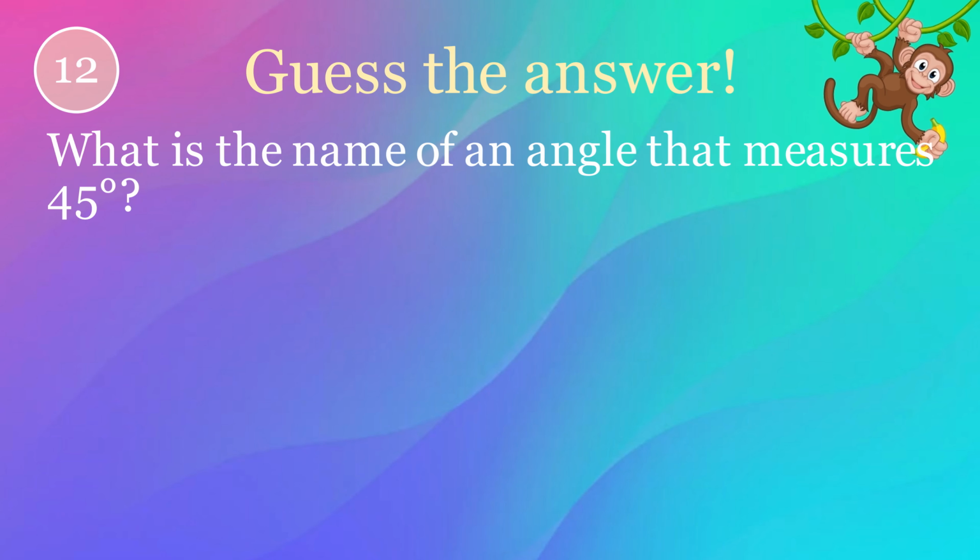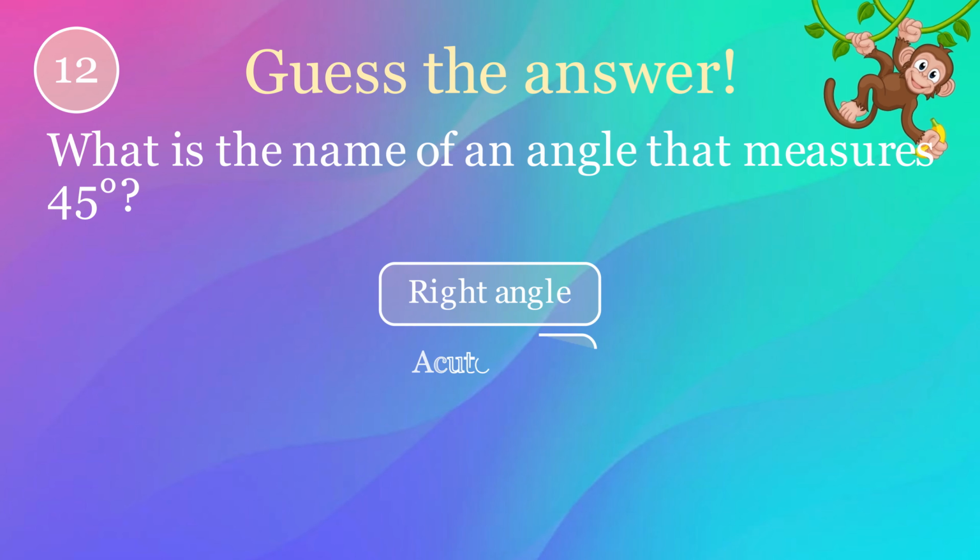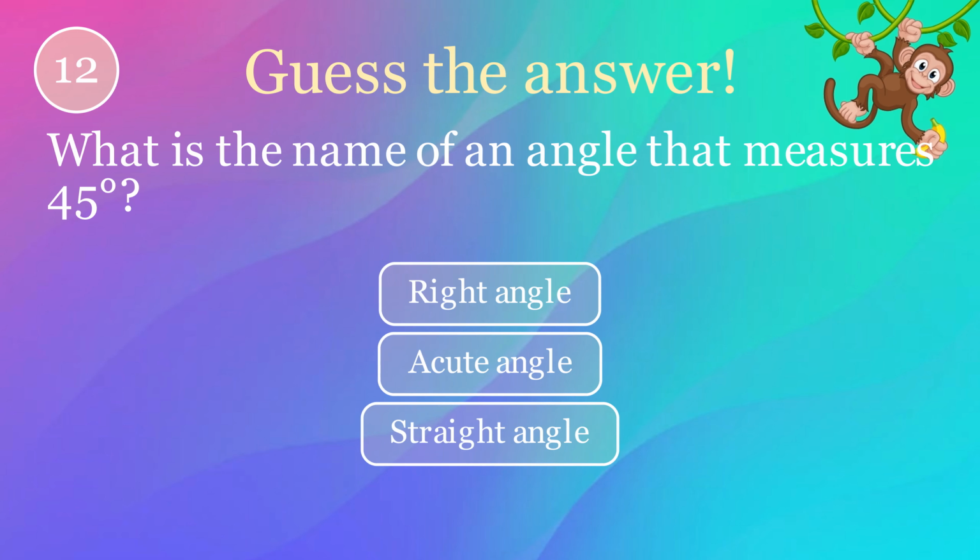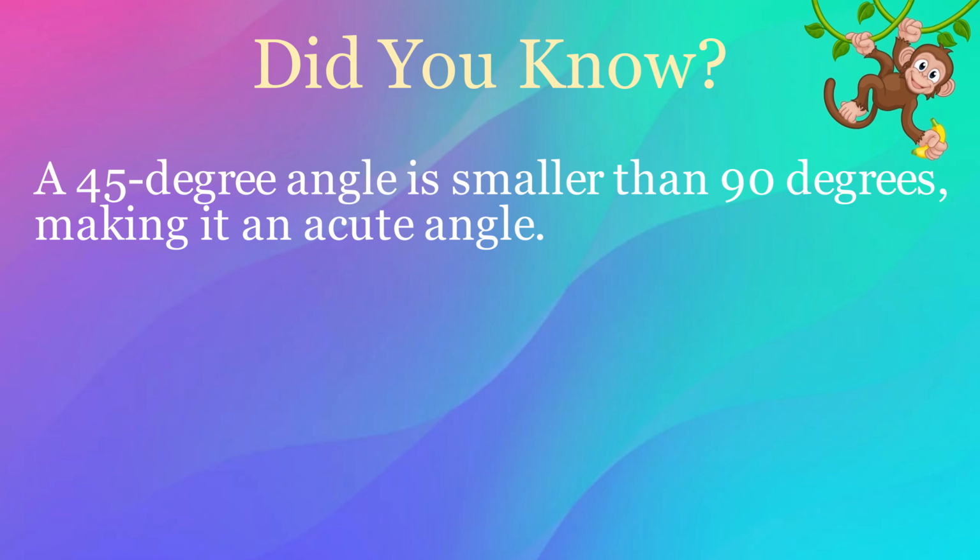What is the name of an angle that measures 45 degrees? Right angle, acute angle, straight angle. The correct answer is acute angle. Here's an interesting fact. A 45-degree angle is smaller than 90 degrees, making it an acute angle.